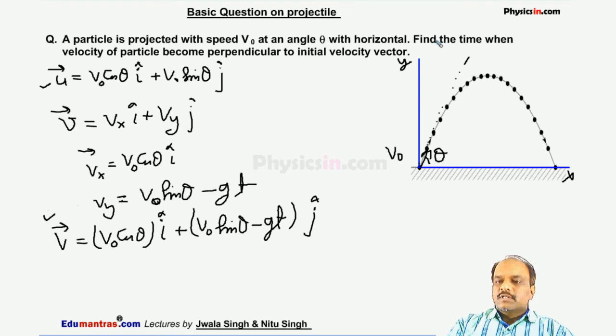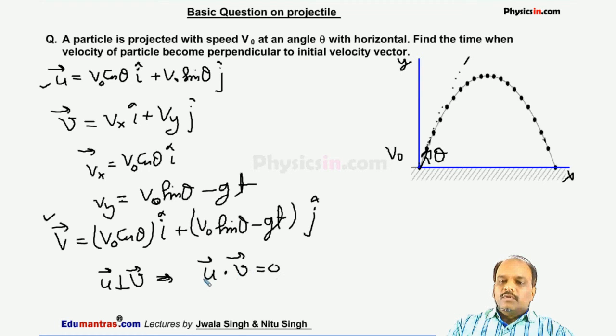Now the question says find the time when the velocity becomes perpendicular to initial velocity vector. So these two velocities, u and v, are mutually perpendicular. This is possible when u dot v is 0. The two vectors, initial velocity vector and velocity at any instant, are perpendicular if their dot product is 0.